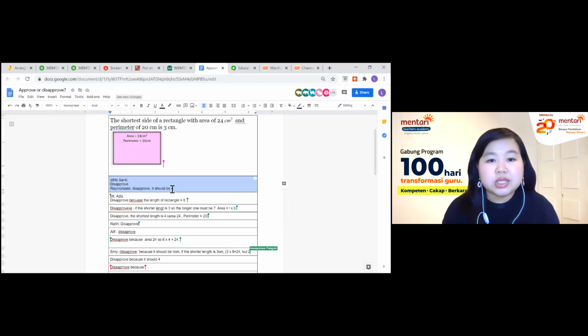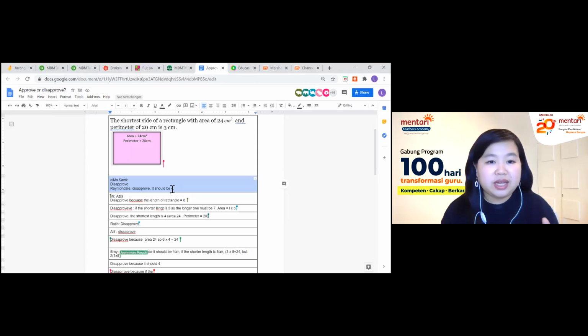But now what this question is intending is, now that you have this area and perimeter, in the same question, could you find the correct dimension? Could you find the correct measures of the sides?